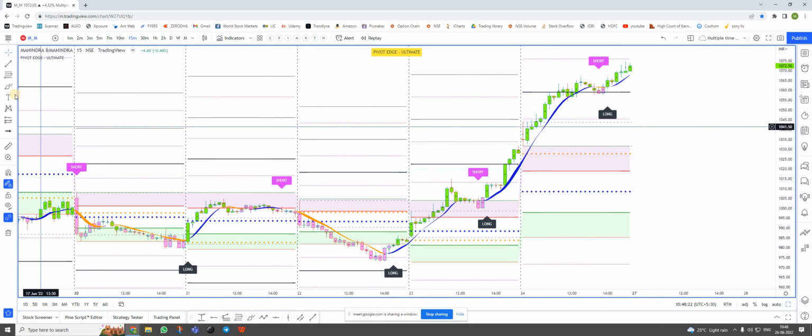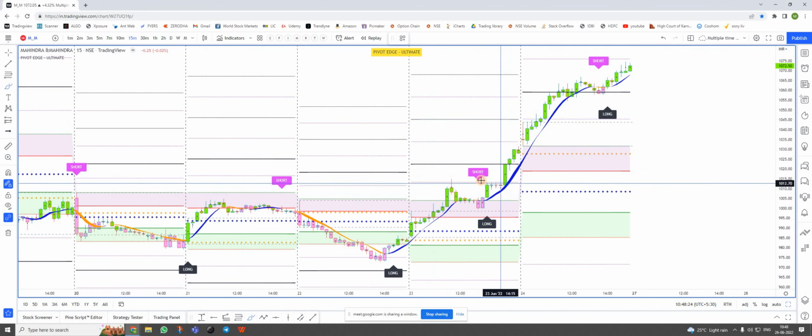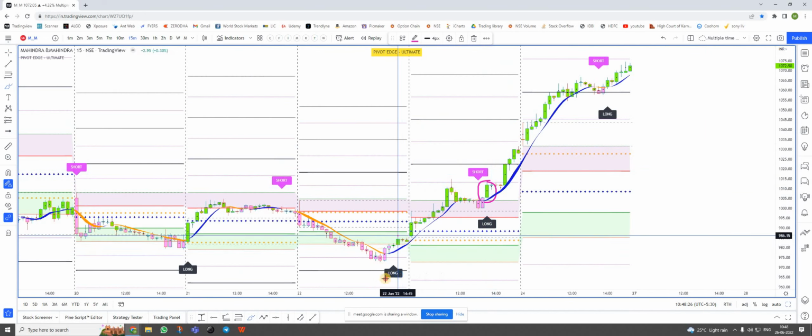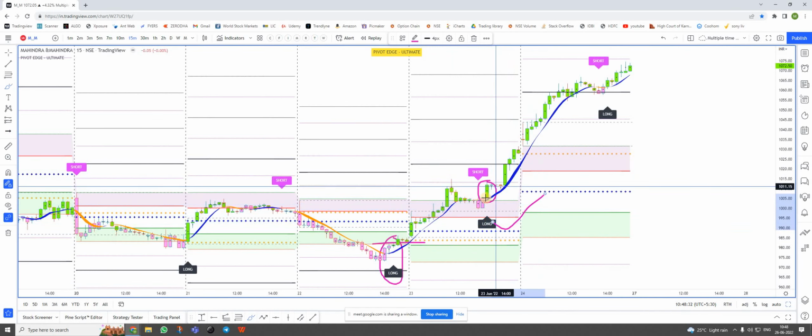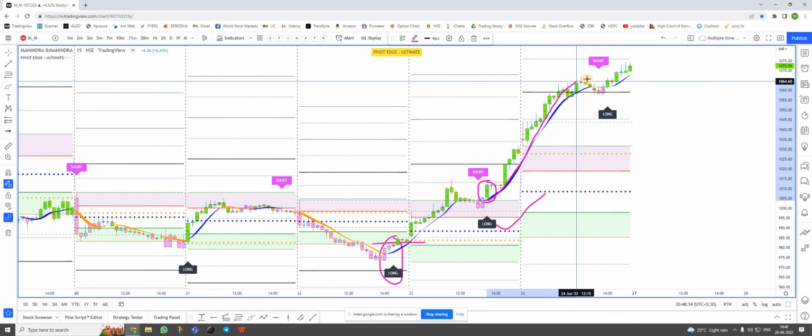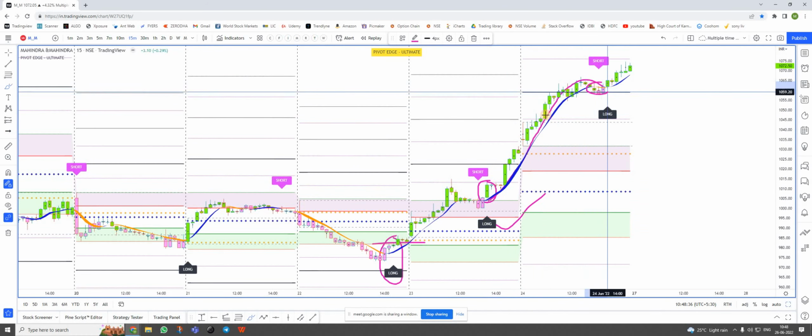The advantage is that you will get multiple re-entry opportunities. Suppose you have missed taking entry at this particular level, you can wait till it gives one more entry level. It gave us one more entry level here. You take this trade and stay in the trade until it gives you an exit. So like this. Now 15 minutes is done.